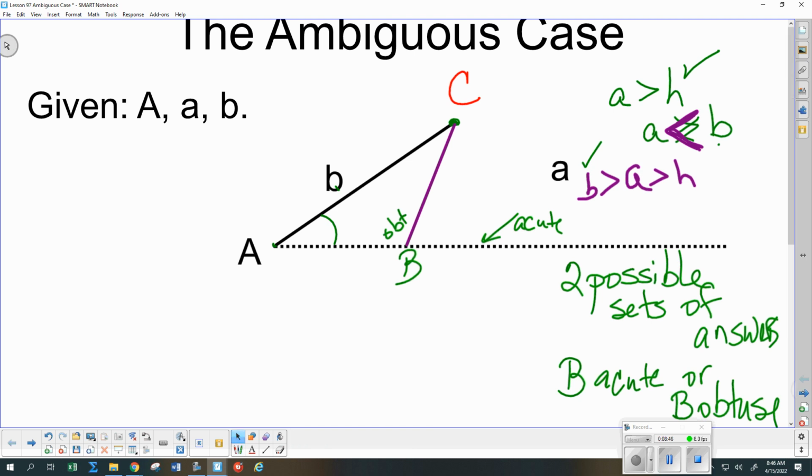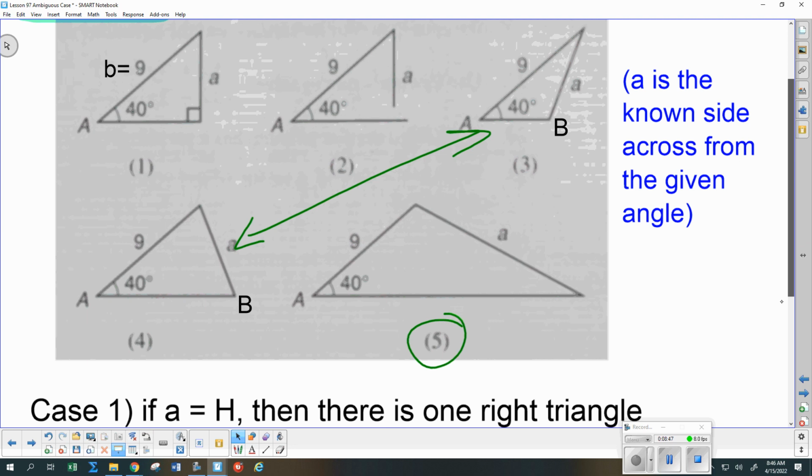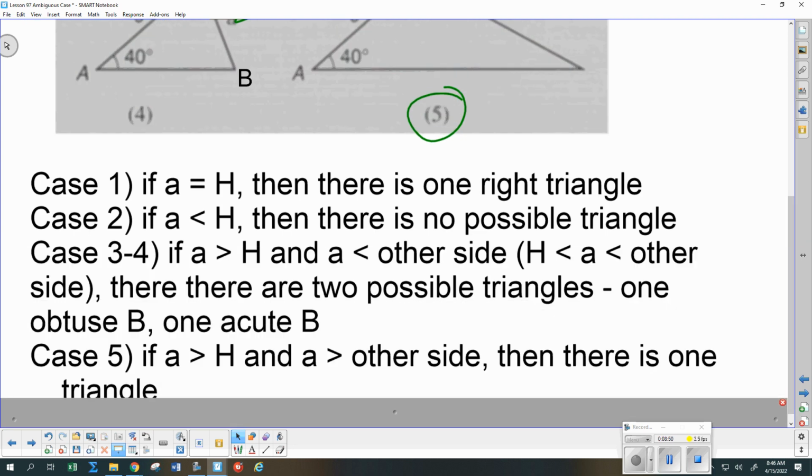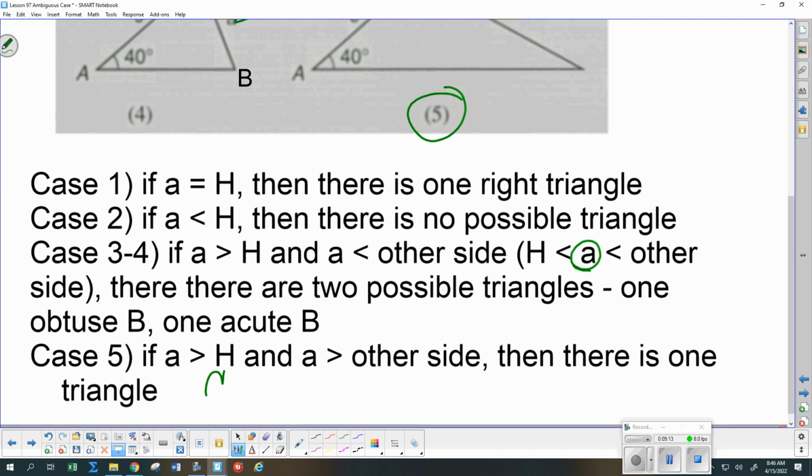So to finish writing down the rules of how you're going to be checking those, cases 3 and 4, that's where the side you know is sandwiched between the height and the other side you know. You have to solve it. If B is acute, here are the possibilities. If B is obtuse, here are the possibilities. However, if A is bigger than H, but also bigger than the other side, then there is just one triangle, and that one has that angle up at the top being obtuse.